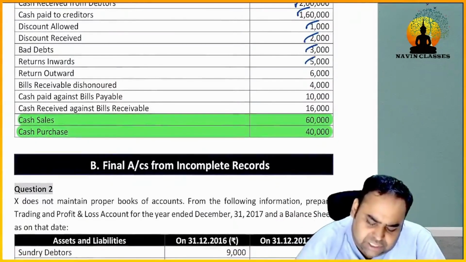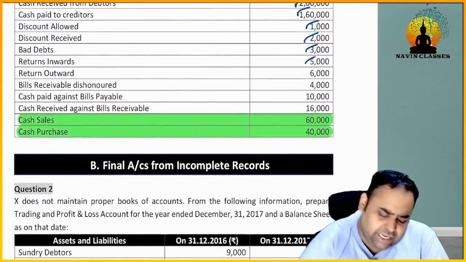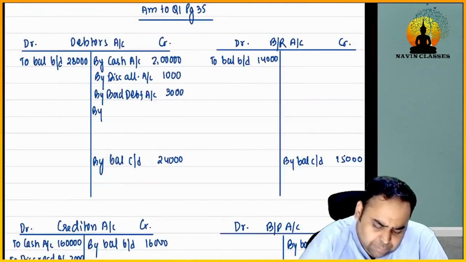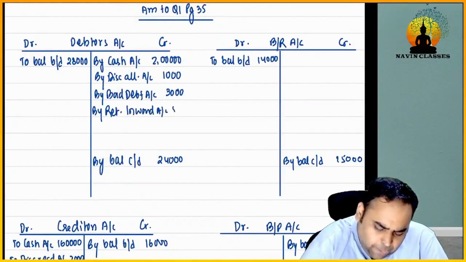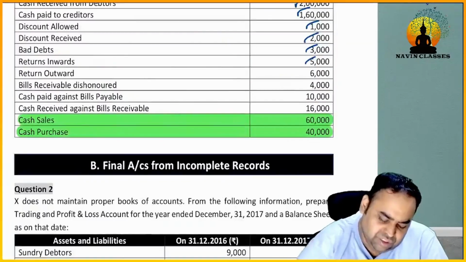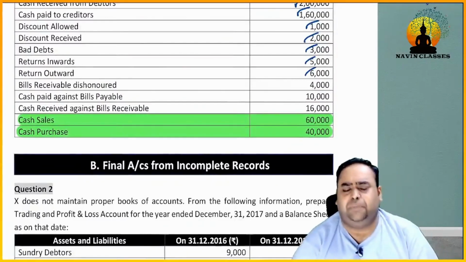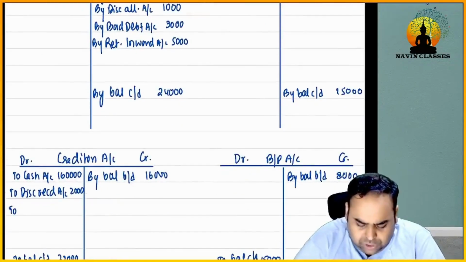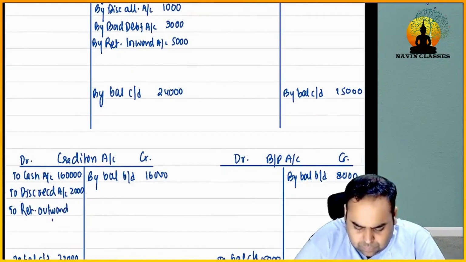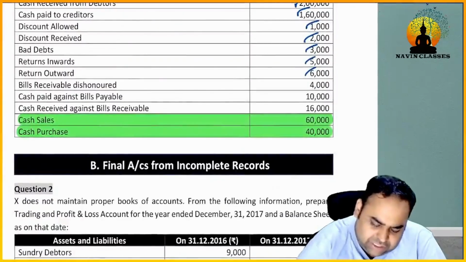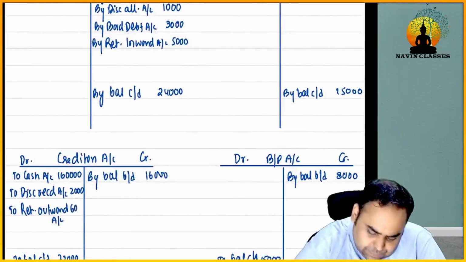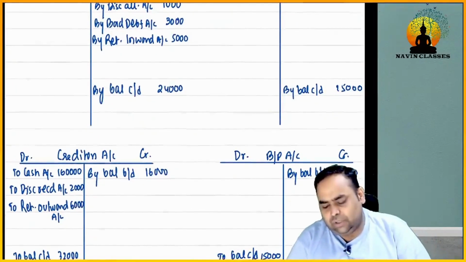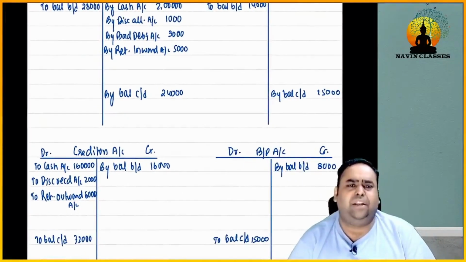Next is return inwards or sales return. It's done by the debtors, so the debtors will decrease by return inwards, 5,000. Return outward or purchase return. Purchase return is done to creditors, so creditor will decrease to return outward. Return outward is how much? 6,000. Goods worth 6,000 were returned to creditor, so creditor will decrease.